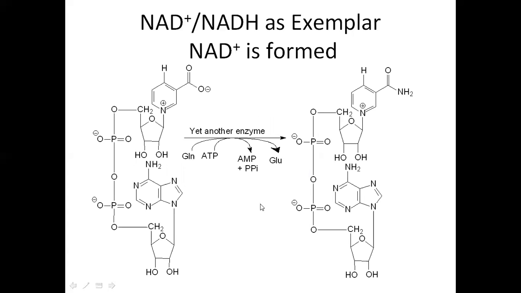Finally, yet another enzyme uses glutamine and ATP as co-substrates to add the amino group onto the nicotinic acid moiety in order to form nicotinamide. NAD is used to degrade molecules in metabolism. It is not a prosthetic group but rather it diffuses in and out of the active site.